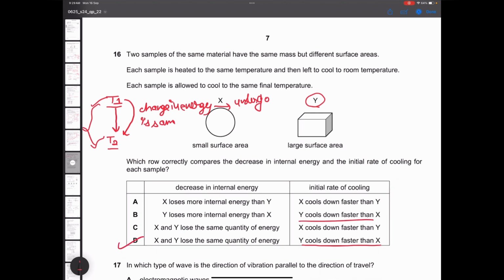So option D will be there. I'm repeating this again. They started at the same temperature, they are ending at the same temperature, so the change of energy overall is the same. However, there is one material with larger surface area, the other one with smaller surface area. The one with larger surface area, which is Y, will undergo this transition at a faster rate. It will take less time. That is why option D is correct.